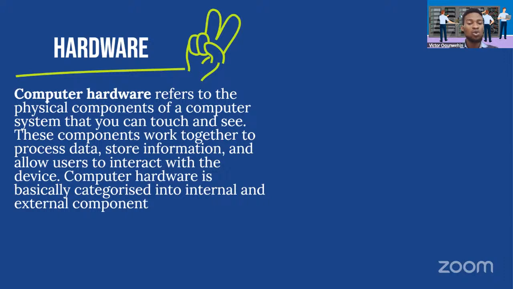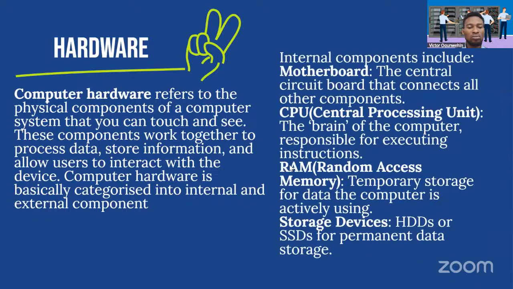These components work together to process data, to store information, and allow users to interact with the device. Computer hardware is basically categorized into internal and external components. When I say internal and external components, I mean internal is the one that is embedded inside the container, like the CPU and the system unit. You have your motherboard inside it. You have the CPU, you have RAM, you have a lot of components inside the system unit or casing.